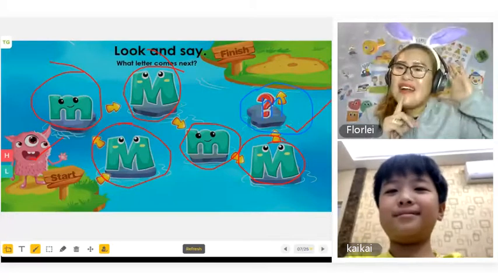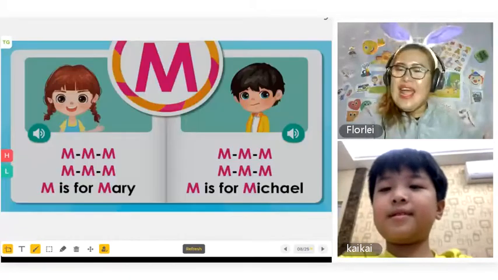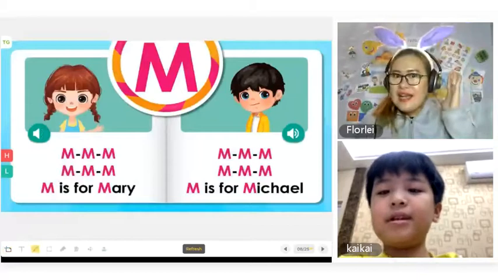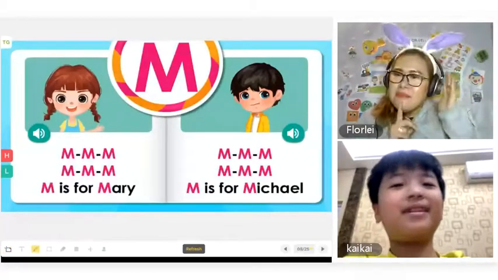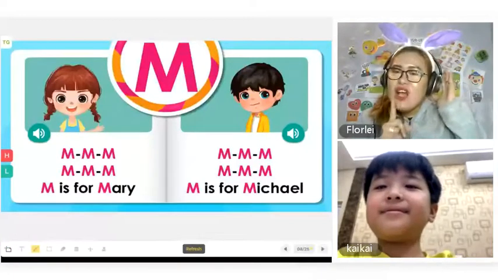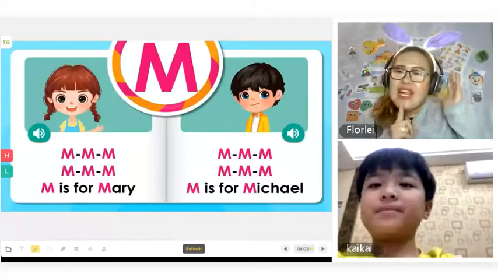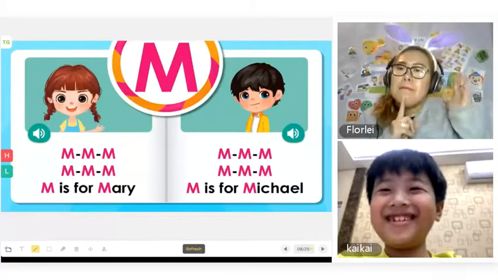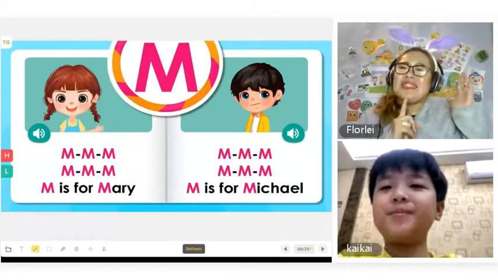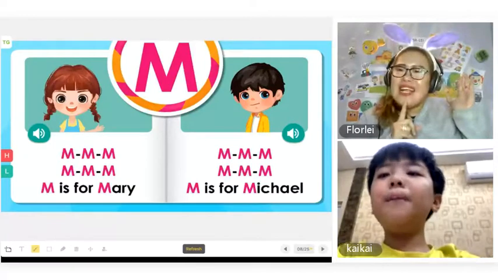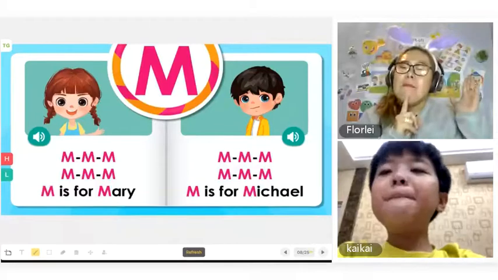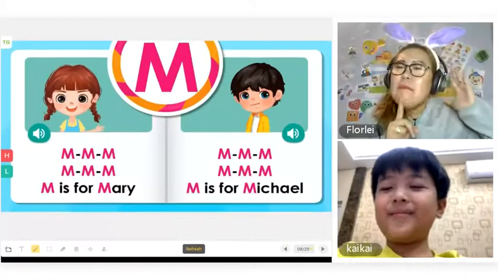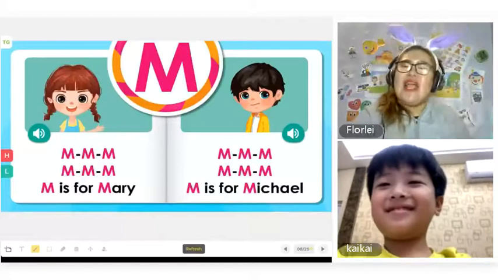Monster. Okay, now let's go to page 8. Let's swim. Okay. Listen to Laoshi. M is for Mary. M is for Mary. Mary. Okay, how about the other one?